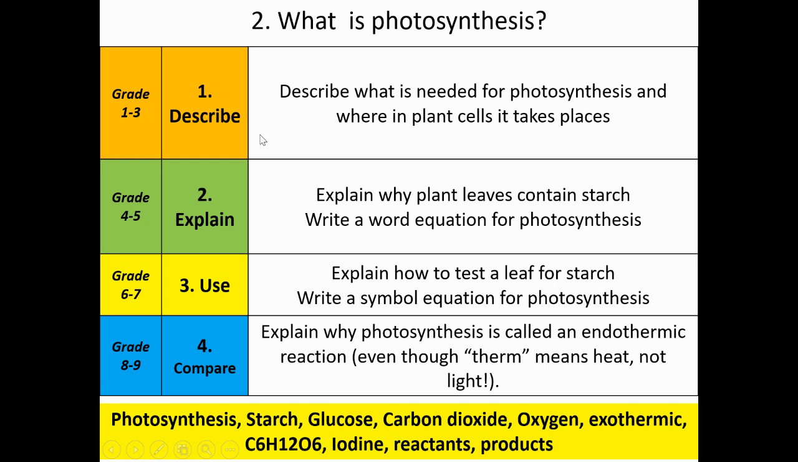So the describe question is, describe what is needed for photosynthesis and where in the plant cell does it take place. Simple sentences will do. 2, the explain question is explain why plant leaves contain starch and write a word equation for photosynthesis. The use is explain how to test a leaf for starch. Remember those stages that we've discussed before. And write a symbol equation for photosynthesis.